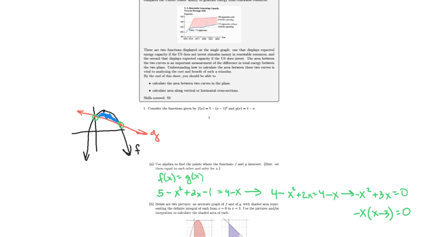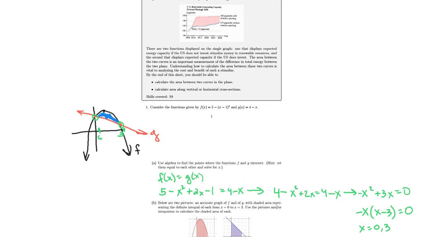And so again, those are the two x values, x equals 0 and 3. Those are the two x values that correspond to the points where f and g intersect. So here, of course, is x equals 0. And over here, that point should be x equals 3. Scrolling down, let's try that one more time.